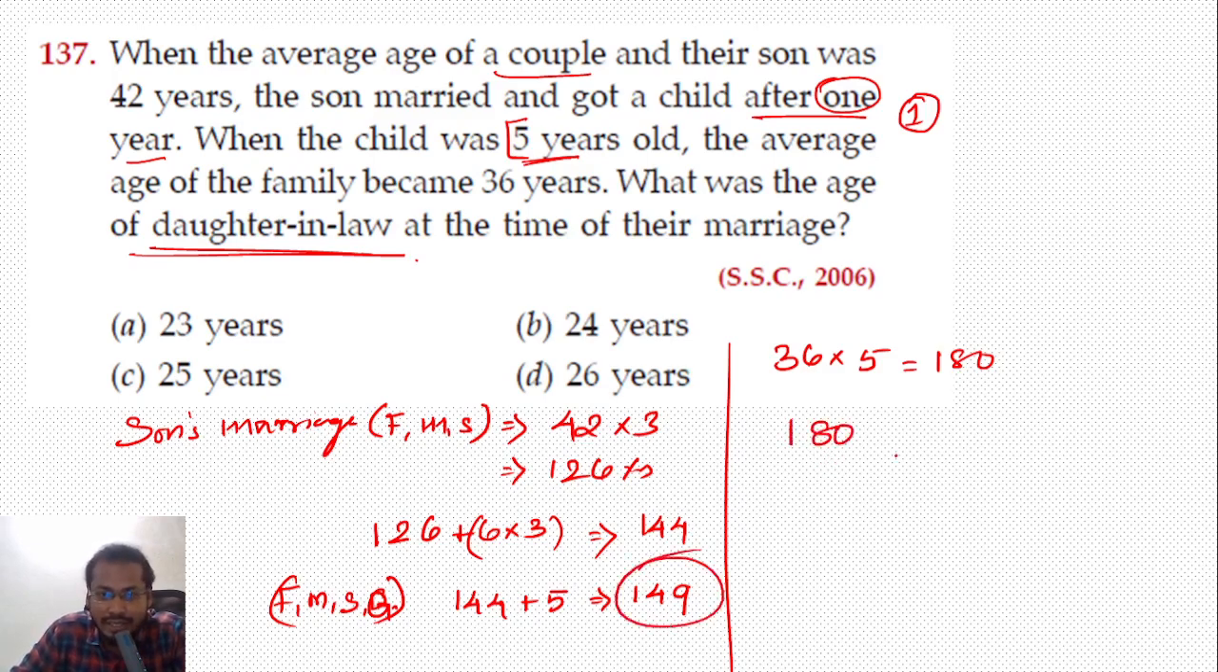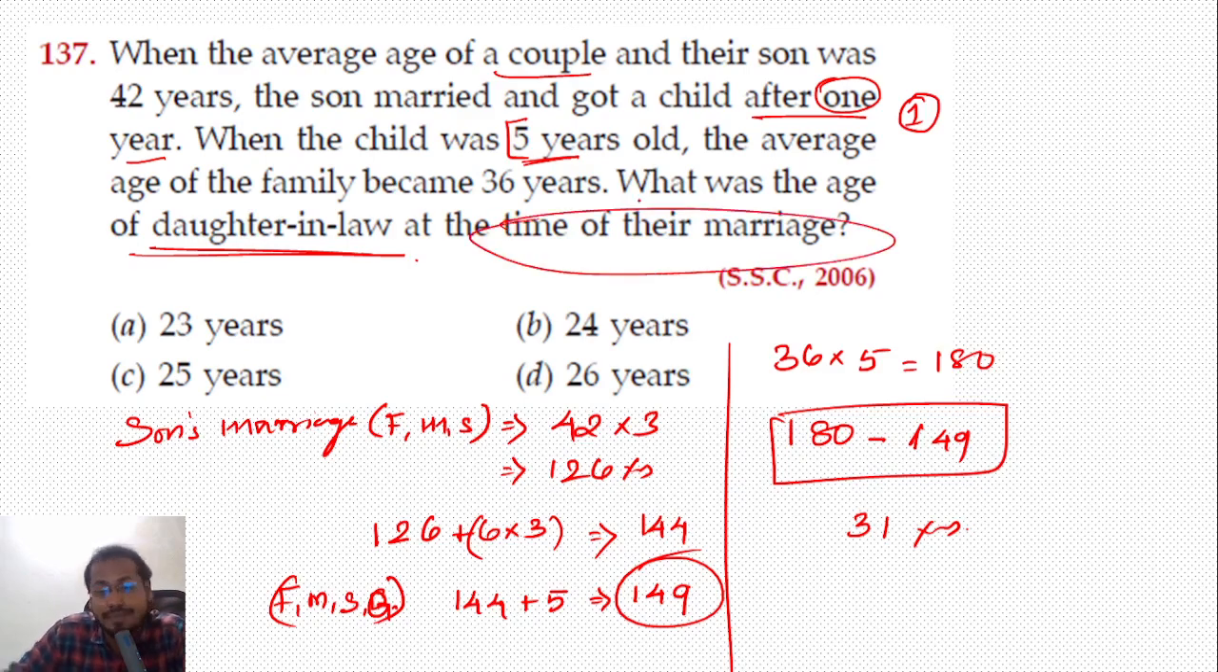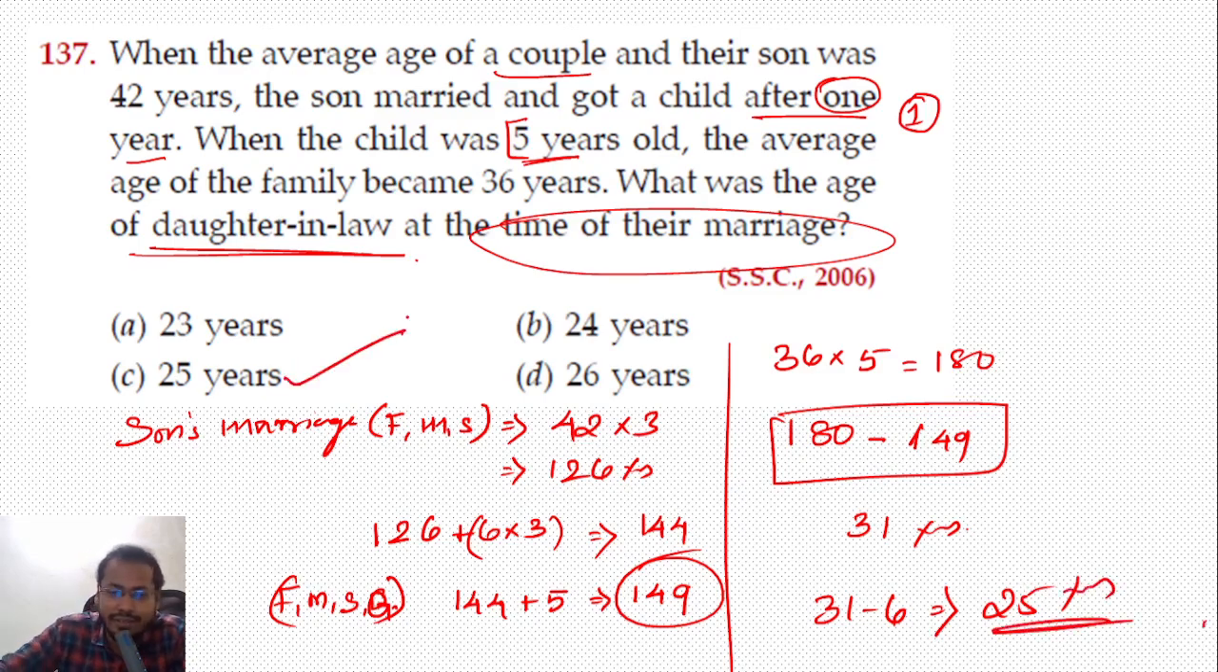Without daughter-in-law it was 149. The difference between these two is the age of the daughter-in-law, that is 31 years. Okay, but the question is, what was the age of daughter-in-law at the time of marriage? If you know twist. So at the time of marriage was 6 years before. So I need to subtract 6 from 31. 31 minus 6 is 25 years. Okay, so answer is 25 years.